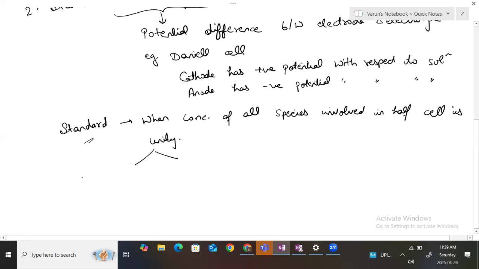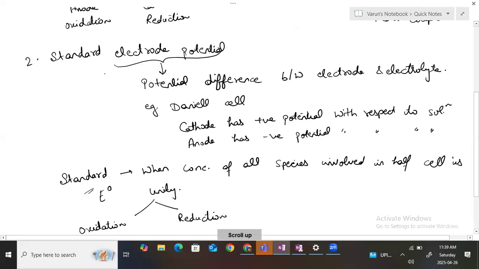We have two types of standard electrode potential. One is the oxidation standard electrode potential and the other is the reduction standard electrode potential. Standard electrode potential we represent by E naught and electrode potential we represent by only a single E. When we talk about standard, we place a naught over it.